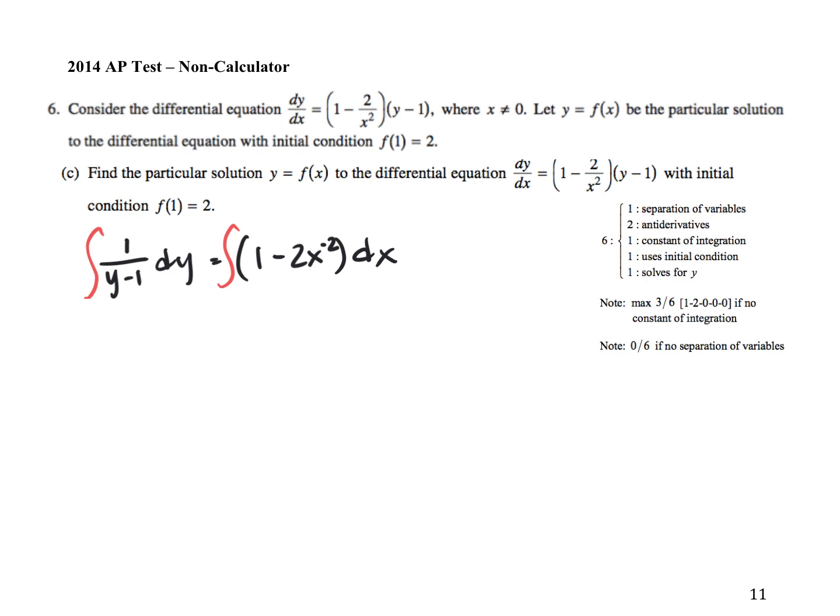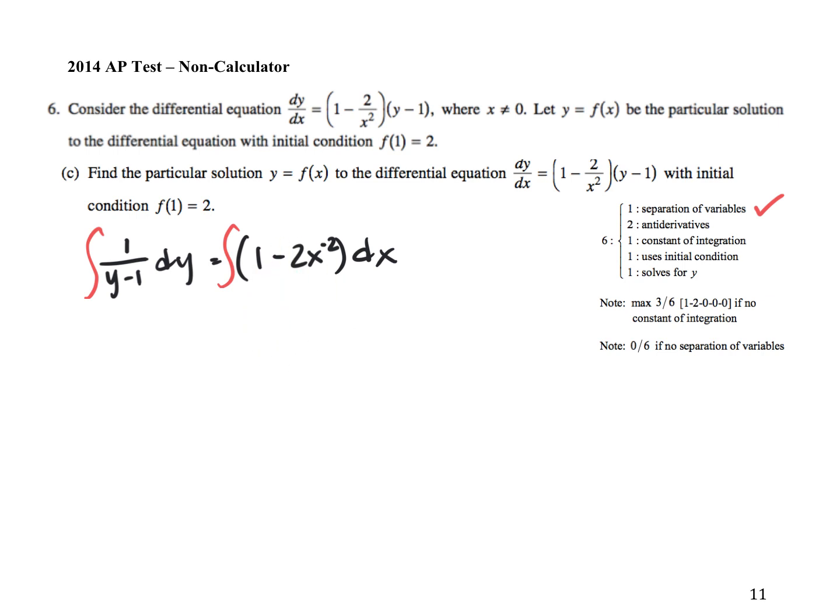You just got 1 point by separating the variables. They're saying if you don't separate the variables, you will get 0 of the 6 points available. Whoa. We want to get at least 1 of 6. 2 points come from my antiderivatives. Let's just look at the right side.